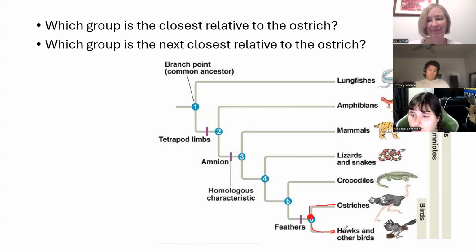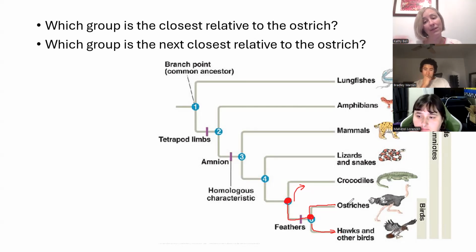But that would be the crocodiles. That would be the crocodiles, because if we work back and look for the next common ancestor, it would be here, and you could see that the next group would be your crocodiles that shared that common ancestor. So the crocodiles would be your next closest relative to the ostrich. Right.